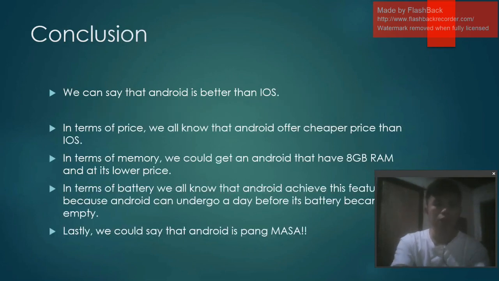Then the next and last is the conclusion. We can say that Android is better than iOS. In terms of price, we all know that Android offers a cheaper price than iOS. In terms of memory, we could get an Android that has 8 GB RAM and we could get it at a lower price. Then next, in terms of battery.